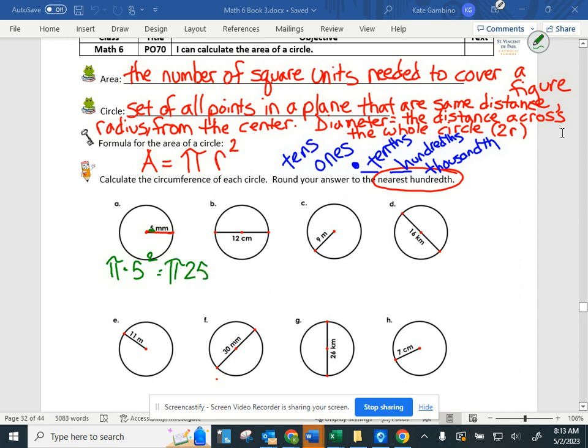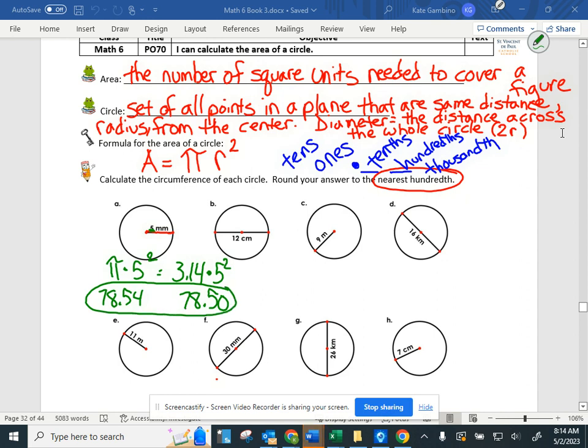25. So that's pi times 25. If we multiply it with the pi symbol on our calculator, we get 78.54. And if we do it as 3.14 times that 5 squared, that 25, 3.14 times 25 is 78.50.